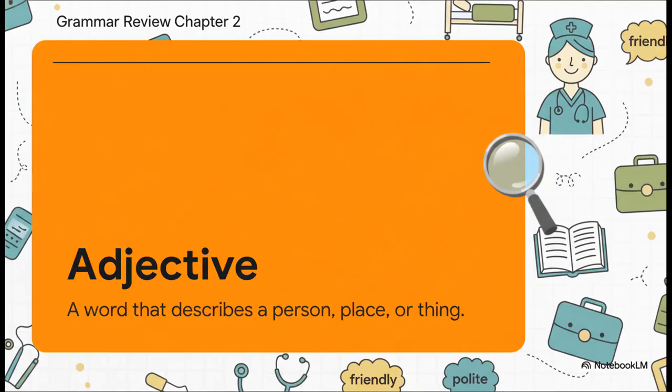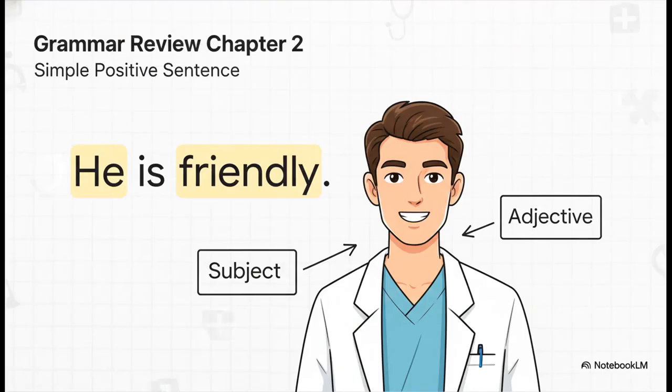So what is an adjective, really? Well, it's just a describing word. Its whole job is to give us more information about a person, a place, or a thing. In your work, you might use adjectives like friendly, calm, or polite when you're talking about people. Let's look at this nice, simple sentence. He is friendly. The adjective here is friendly. And what is it doing? It's describing the subject, he. It's telling us something about him.